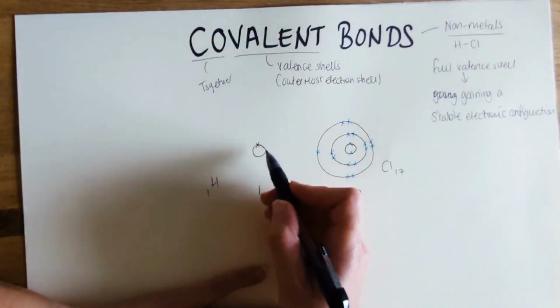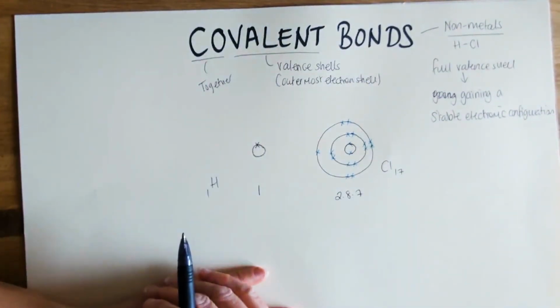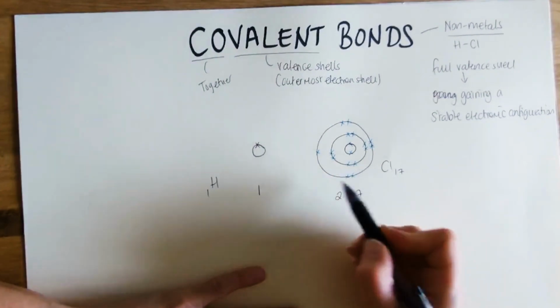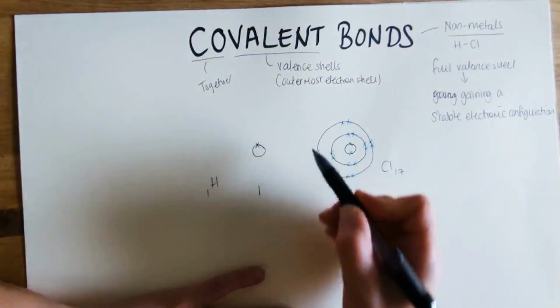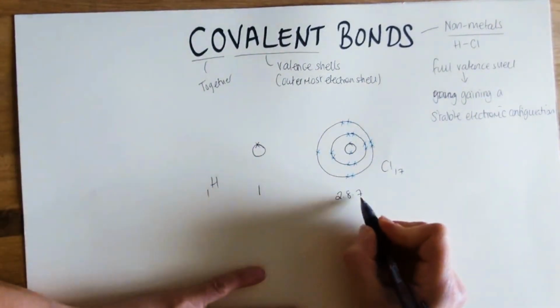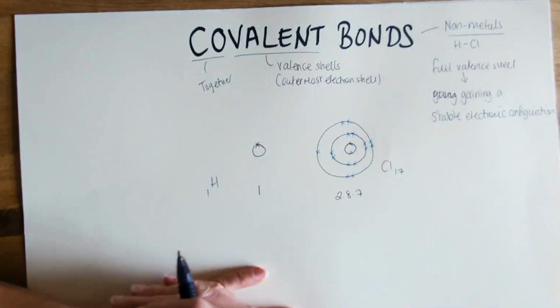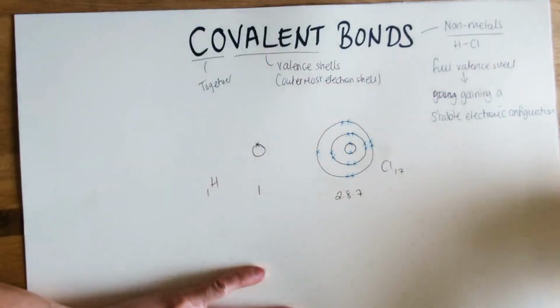Neither of these has its outer shell full of electrons. Hydrogen needs to add another 1 to complete that first valence shell, which can only hold a maximum of 2. Chlorine needs to add another 1 to complete its outer shell, turning that 7 to 8 electrons and achieving a full outer shell.